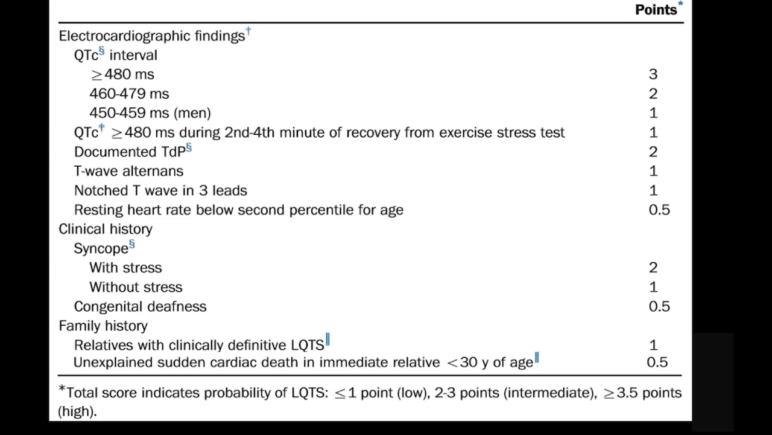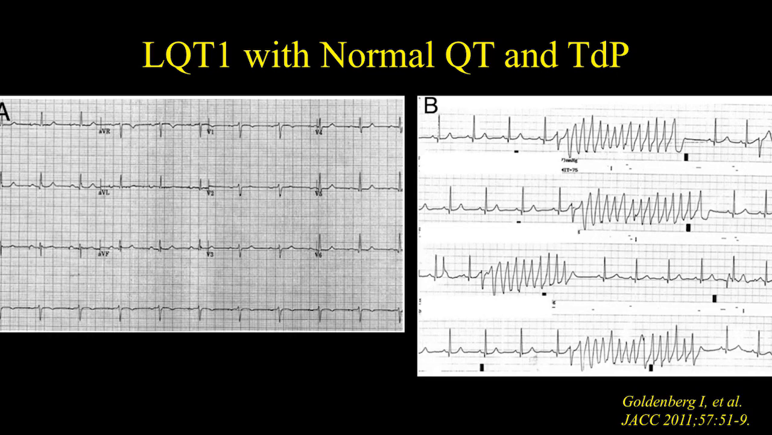Family history of clear long QT syndrome gets 1 point, and then unexplained sudden death less than 30 gets you half a point. So you have to use the history very carefully and the EKG, because both of them go together. Now here's an example of someone with a genetically proven long QT1.